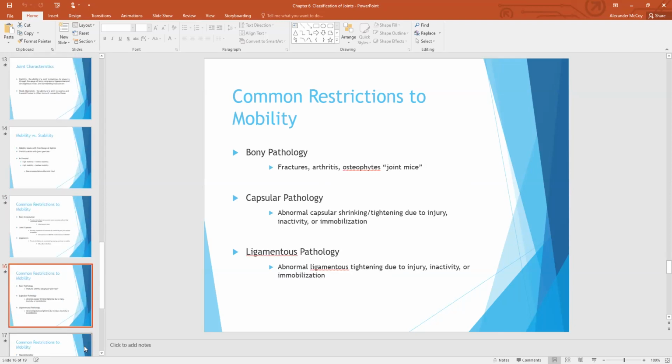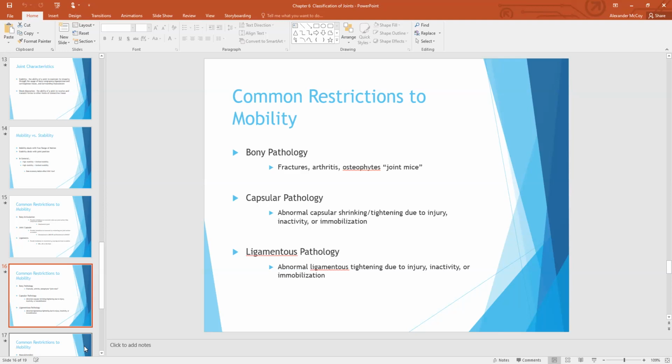Common restrictions here as well, bony pathologies, which we kind of talked about, but this is a pathology. So that means that instead of it just being a bony articulation that's supposed to be there, this is one of those things where something happened. So bony pathology such as a fracture. You broke something and maybe there's a spare bone piece that's floating around that pinches or restricts movement. Arthritis or osteophytes, aka the joint mice that break down the bone. Maybe that's what's restricting that mobility.